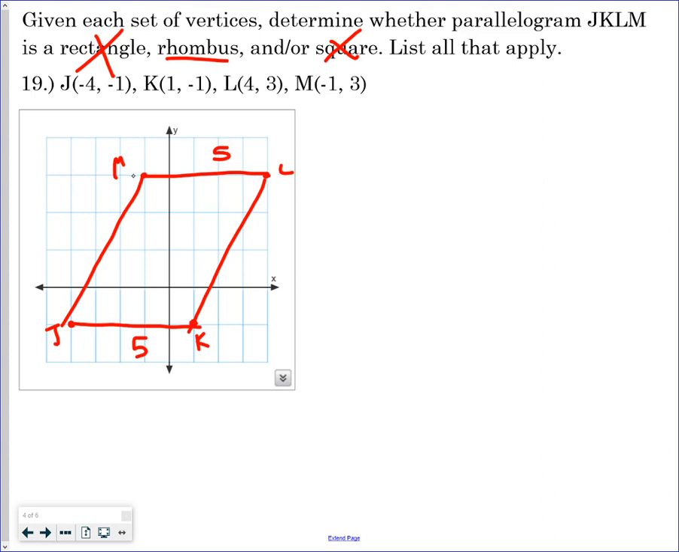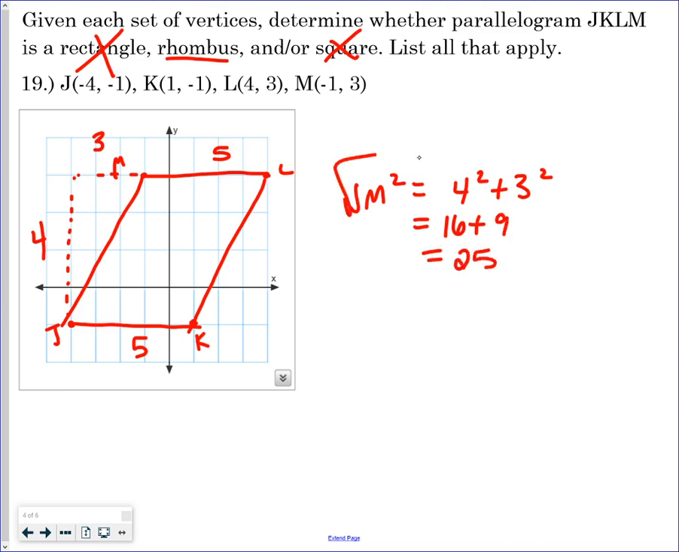So you make a right triangle, right? How long is this side? 4. How long is this side? 3. So I'm finding JM squared equals 4 squared plus 3 squared, right? I created my own right triangle and I did the Pythagorean theorem. What is 4 squared? 16. 3 squared? 9. So what is 16 plus 9? And I have to square root that, so JM is 5.